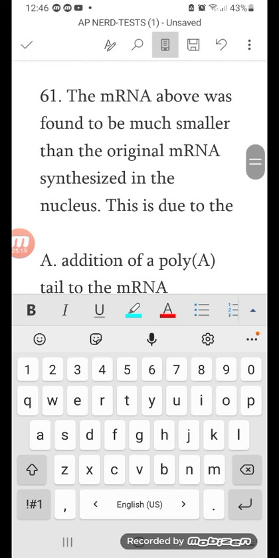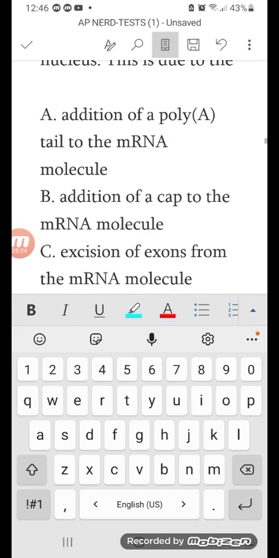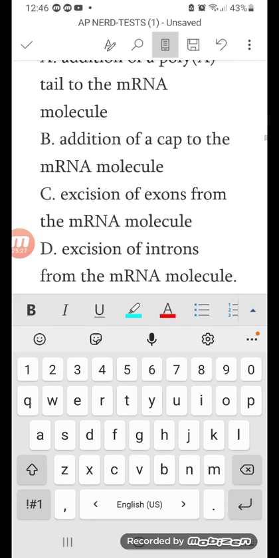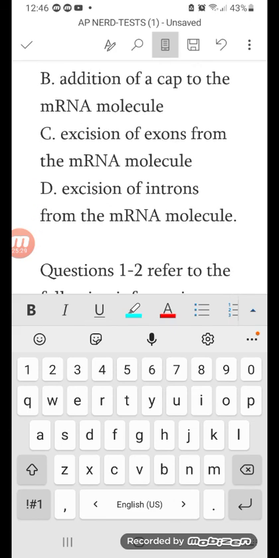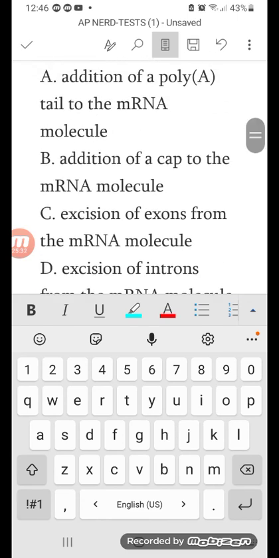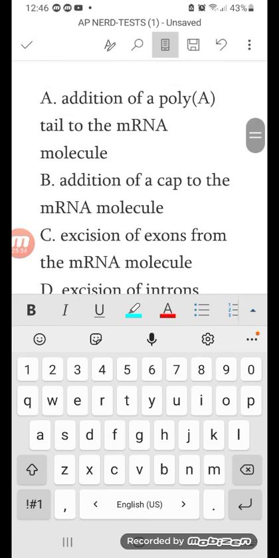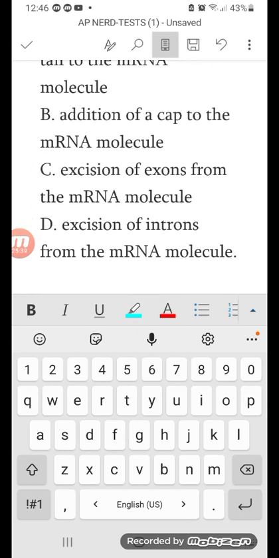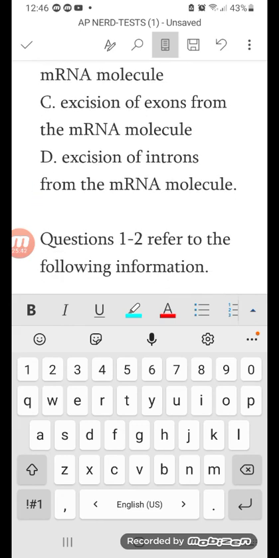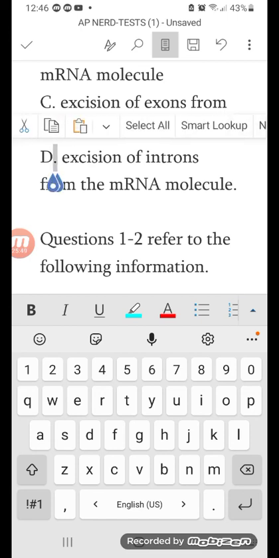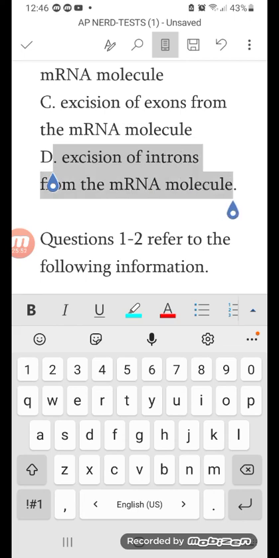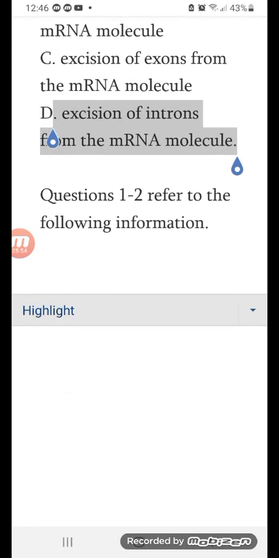The mRNA above was found to be much smaller than the original mRNA synthesized in the nucleus. This is due to addition, excision of exons. Okay. For A, we add poly A, that's true, but this doesn't make it shorter. We add a cap to the mRNA, okay. We don't cut the exons, we cut the introns. The introns are the junk genes. So we cut the introns, which are the junk genes, but we keep the exons.